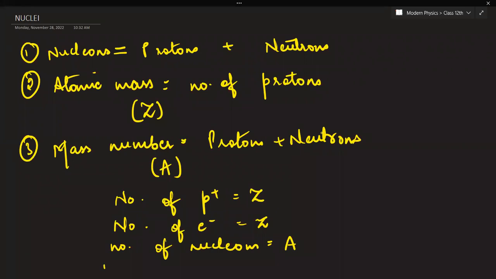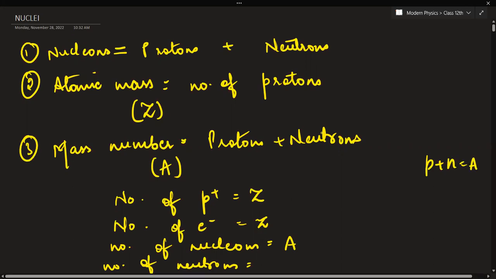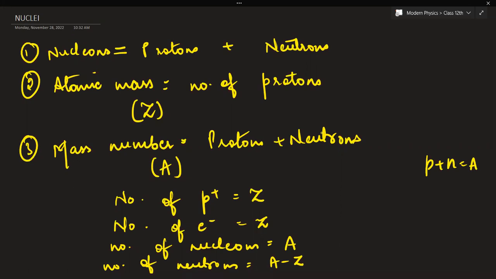And the number of just neutrons will be what? See, the total nucleons is A, and the proton number is the atomic number Z. So N will be A minus Z. It will be A minus Z. Fine. These things are required.